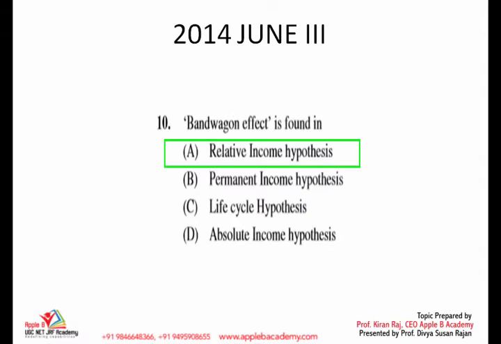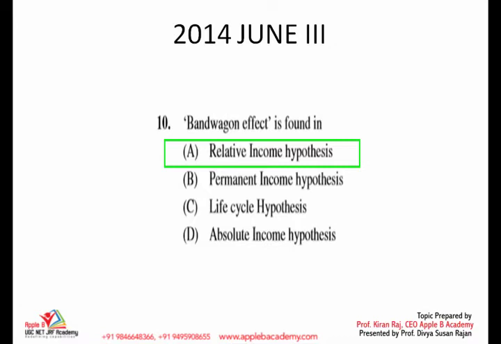Once again, 2014 June, paper 3, question number 10. Bandwagon effect is found in A. Relative income hypothesis, B. Permanent income hypothesis, C. Life cycle hypothesis, or D. Absolute income hypothesis. Now, what is this bandwagon effect?